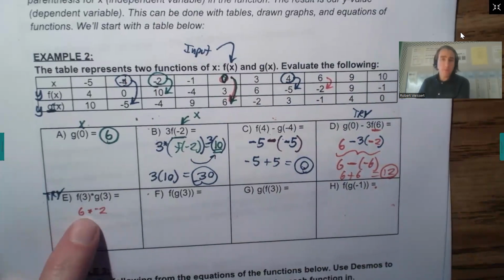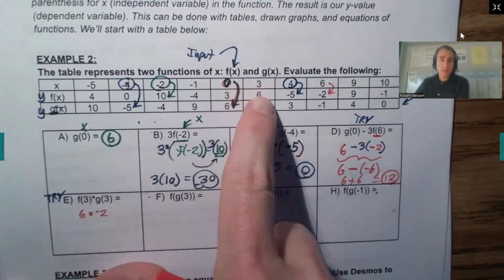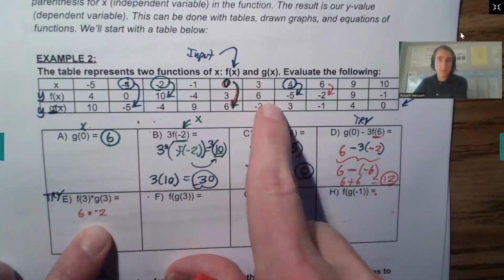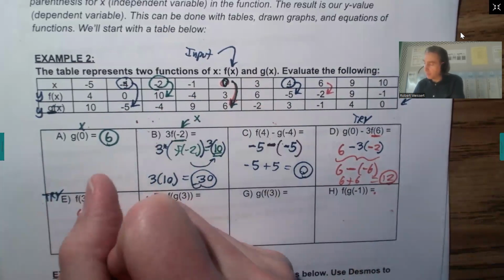Over here, f of 3, hopefully you got f of 3 as 6 and g of 3 as negative 2. So we're going to times those together, and that's negative 12.